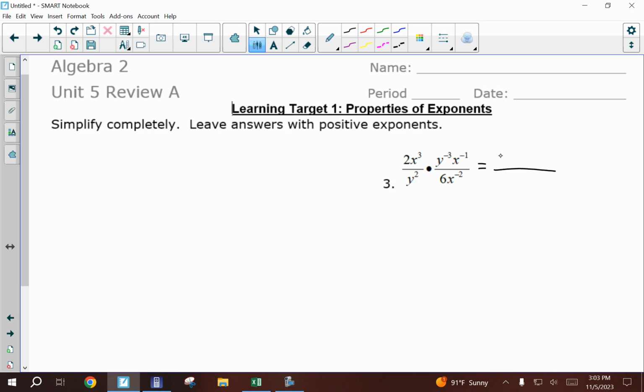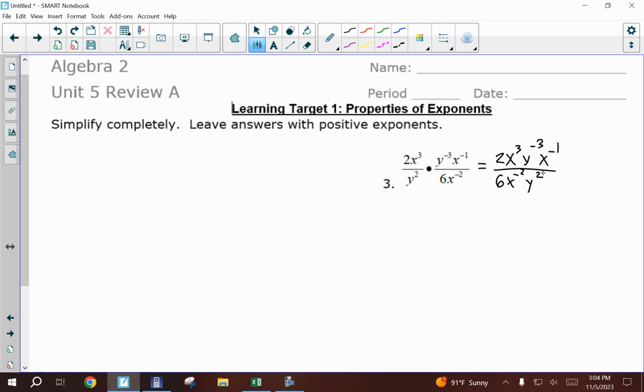So this is 2x to the 3rd, y to the -3rd, x to the -1st. And then at the bottom, since 6 is going to kind of end up in the middle, I'm going to move it out to the front. So it's going to be 6. Then I'll go ahead and unscramble all this stuff too. So 6x to the -2nd, and then y to the +2nd.